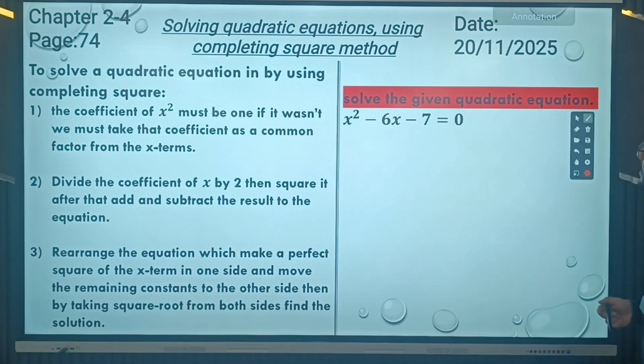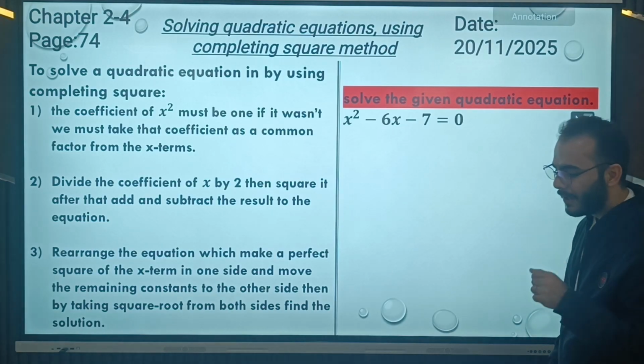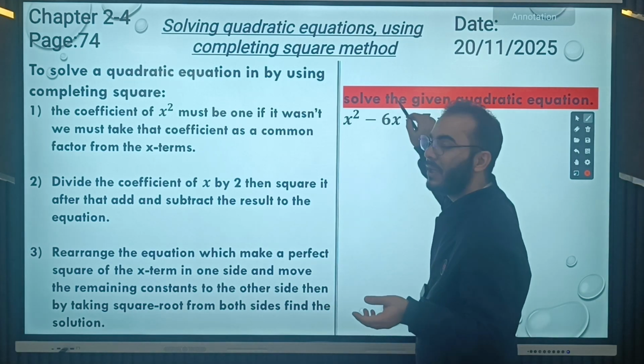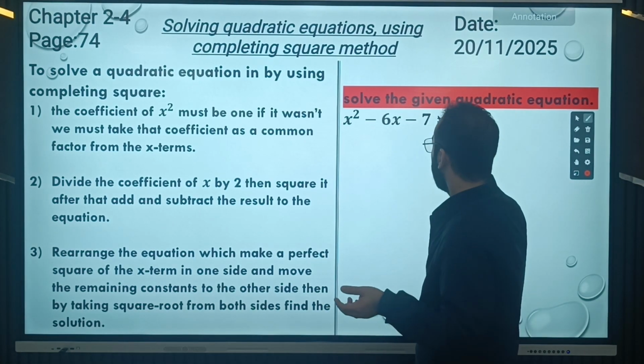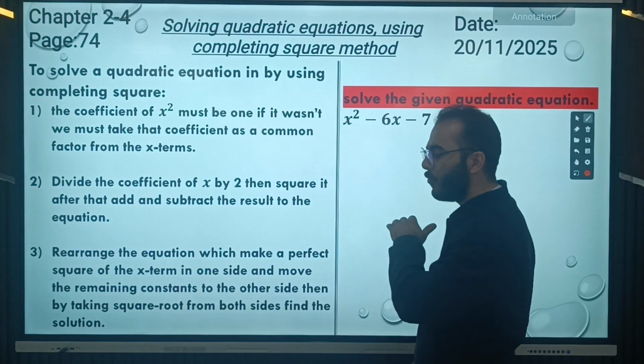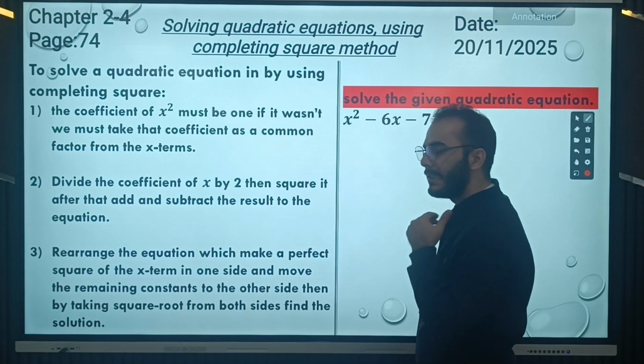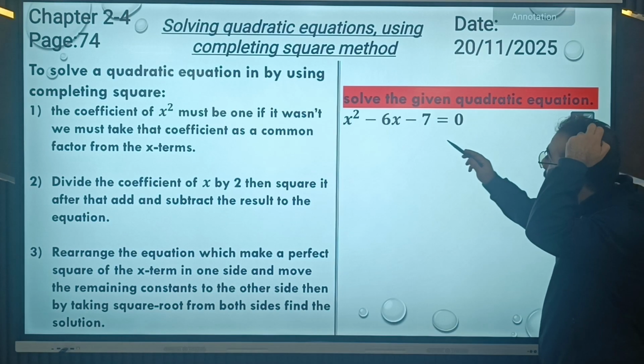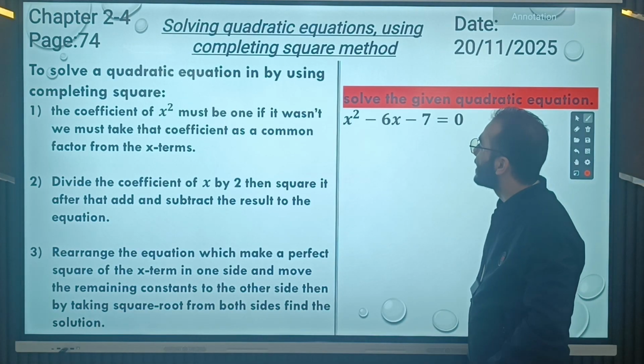So it says solve the given quadratic equation. Another simple difference is that in vertex form, there is no equals to 0. But whenever it's about solving, we need to equalize the equation to 0 and move everything to one side, and the other side must be 0. Perfect. So here, x squared minus 6x minus 7.